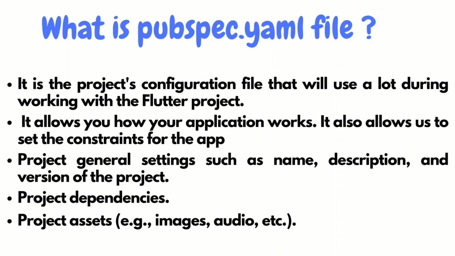It is a project configuration file that consists of some details such as the name, description, and version of the project. It also has the project dependencies, and the asset configurations, which are the asset paths, images, and other things. It is overall known as the project configuration file.